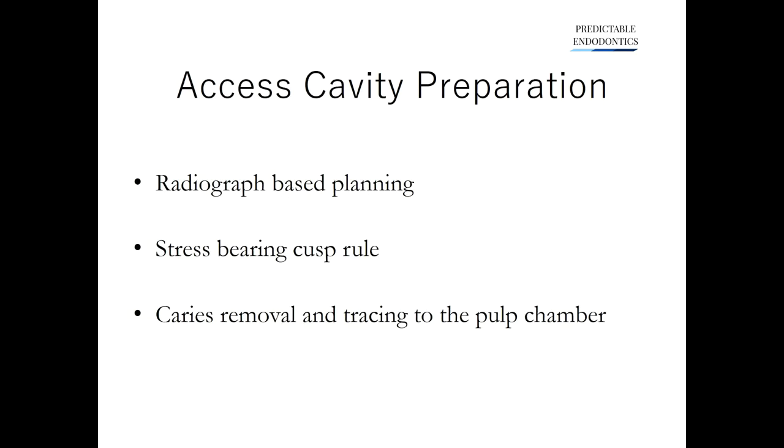Access cavity preparation can be best explained using three techniques. The first one is the radiograph based planning, the second one is the stress bearing cusp rule, and the third one is by far the most logical technique. It's called caries removal and tracing your way to the pulp chamber.